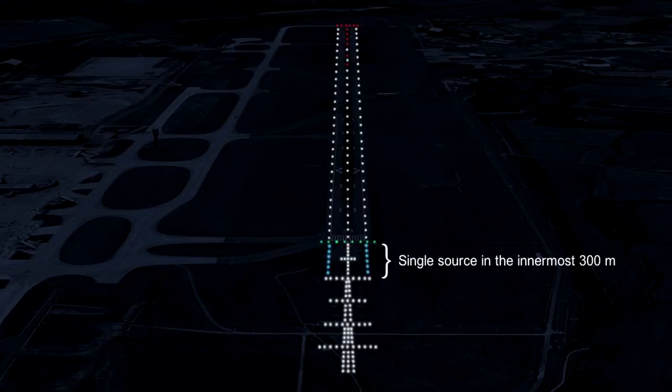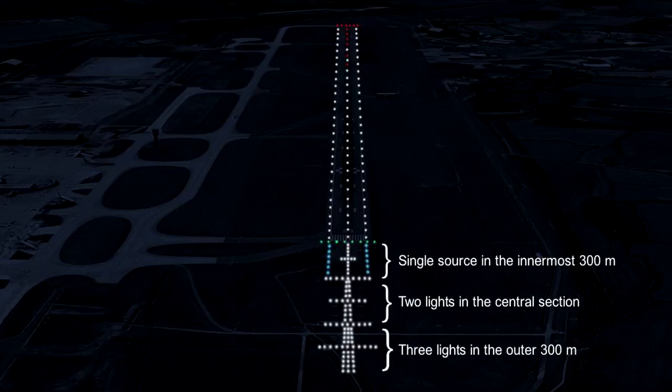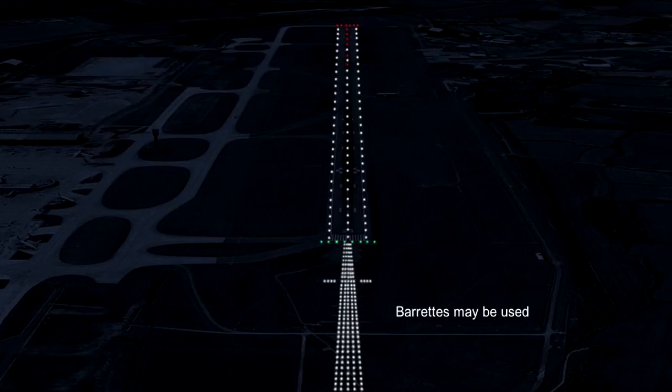Each centerline light shall either be a single source in the innermost 300 meters, 2 lights in the central section, and 3 lights in the outer 300 meters, which will provide distance information. Barrette lights may be used and be of at least 4 meters in length. If the centerline lights consist of barrettes, they may be supplemented by a capacitor discharge light that will flash twice a second in sequence, beginning with the outermost light, progressing towards the threshold to the innermost light. They will be capable of independent operation.